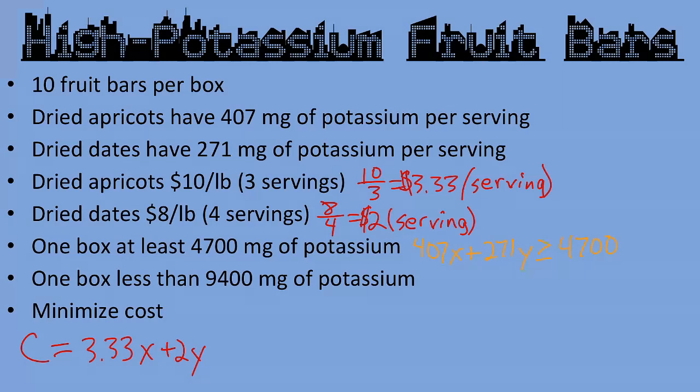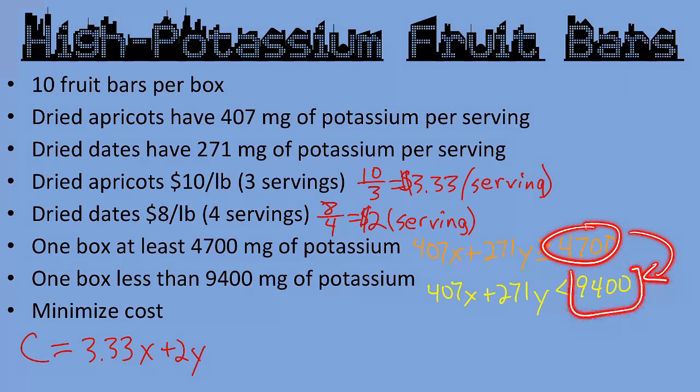So we want the potassium total to be at least 4,700 milligrams. We also want the potassium total to be less than double the total recommended daily allowance. So you see, I just took that and multiplied by 2 to get this. Okay?